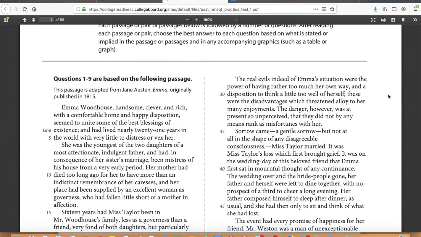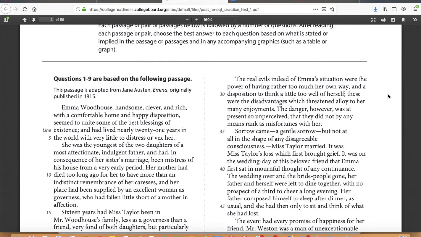Okay. The danger, please. The danger, however, was at present so unperceived that they did not by any means rank as misfortunes with her. What does that mean? That she didn't notice. She didn't know. Yeah. She doesn't see these problems as problems, which we discussed earlier is a problem. Okay. Any questions about that paragraph, or are we good? I think we're good. Okay, good.